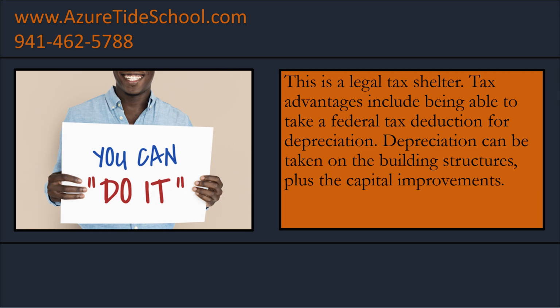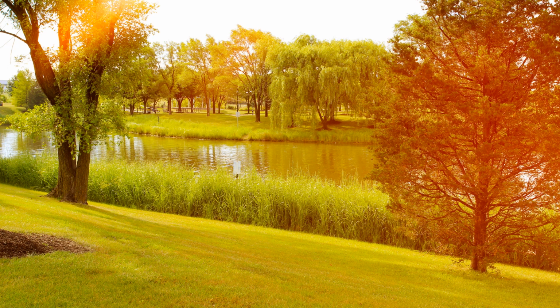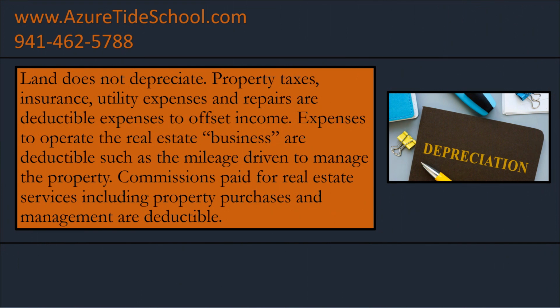Tax advantages include being able to take a federal tax deduction for depreciation. Depreciation can be taken on the building structures plus the capital improvements. Land does not depreciate. Property taxes, insurance, utility expenses, and repairs are deductible expenses to offset income.